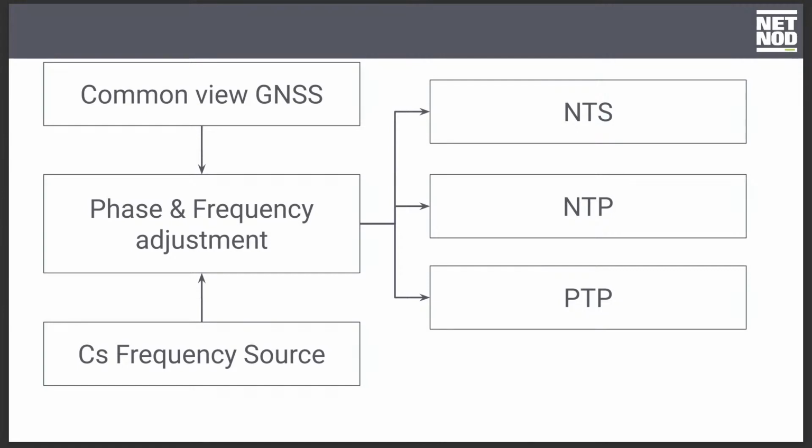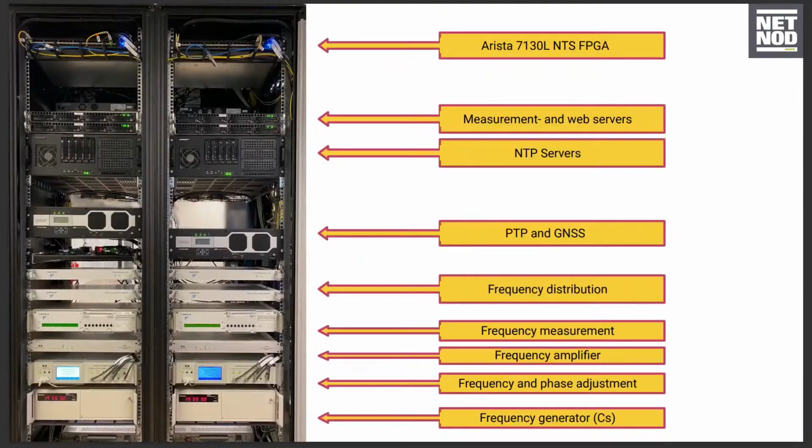And now some of you say, okay, that's cool, but what happens if your frequency source goes poof? Well, because of this, we have redundancy in each one of these nodes. This is not very diverse. There are 2 racks, but on the other hand, we have double equipment of everything.